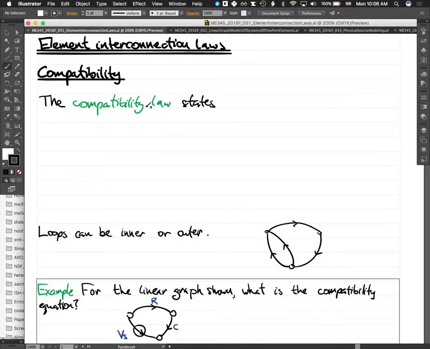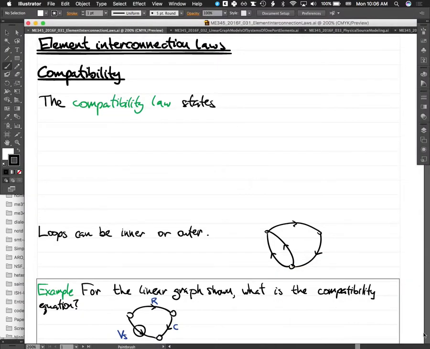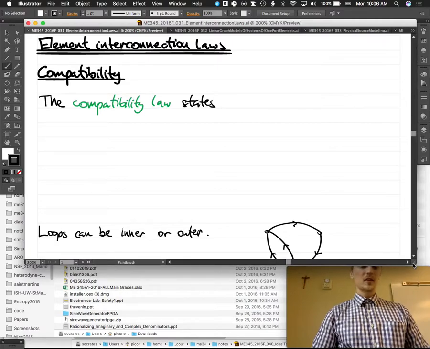All right, so welcome to another edition of Mechatronics. We are going to move right along into element interconnection laws.